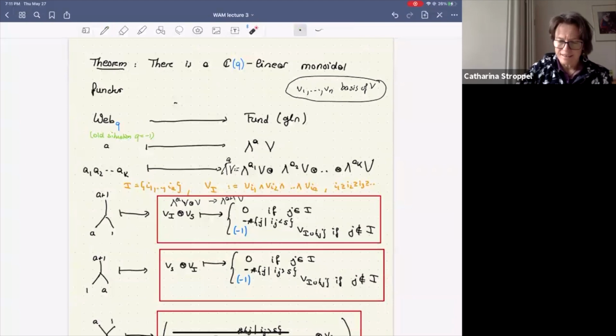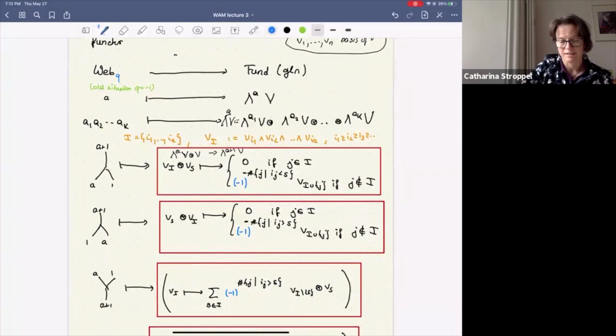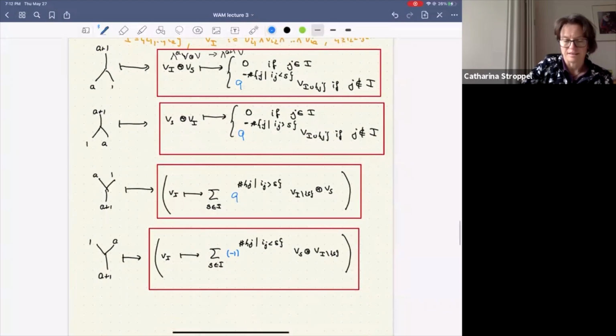And then I just replace all these blue things by a Q. So I remove this and make a Q out of it. I remove this and make a Q out of it. Q, and I remove this and make a Q out of it.